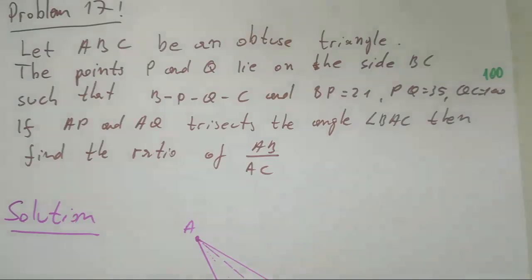Yes, trisection means divides into 3 equal parts. Not segments, because it's saying about the angle, so it trisects the angle, not the segments.